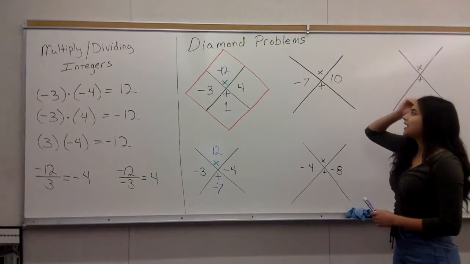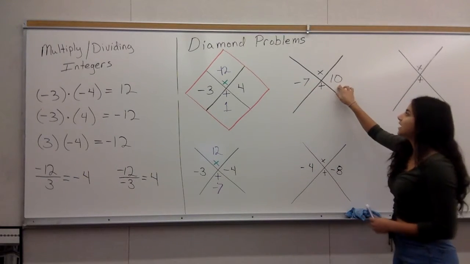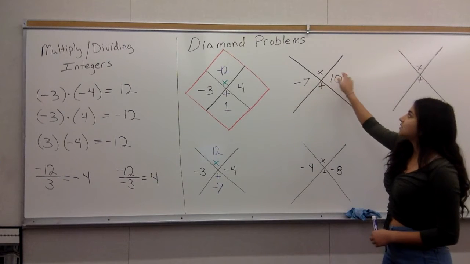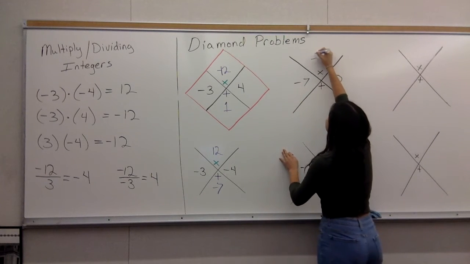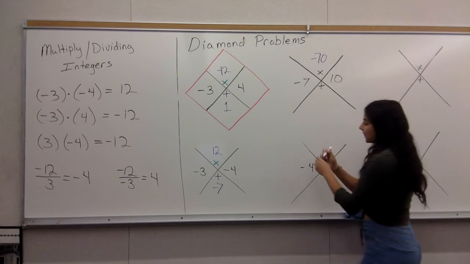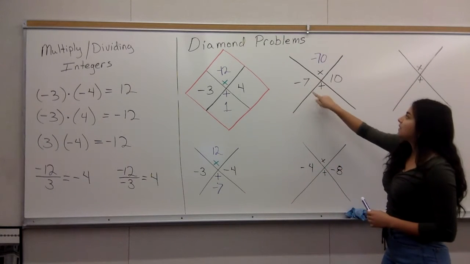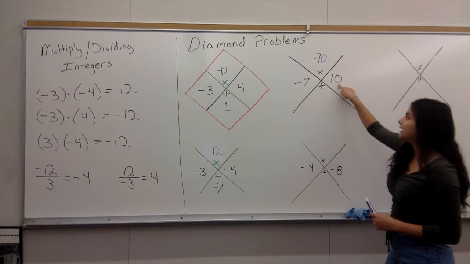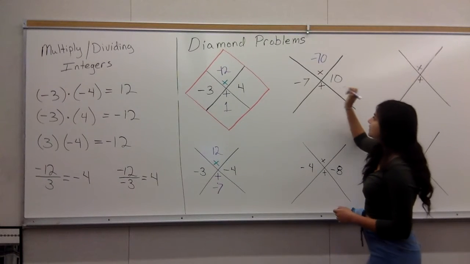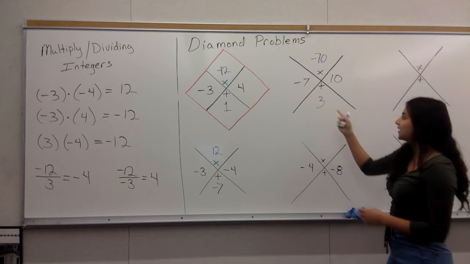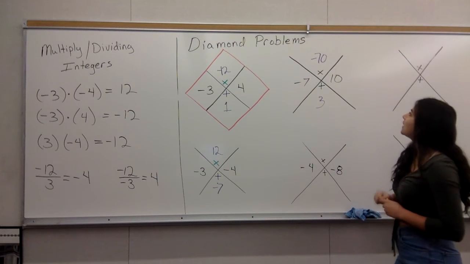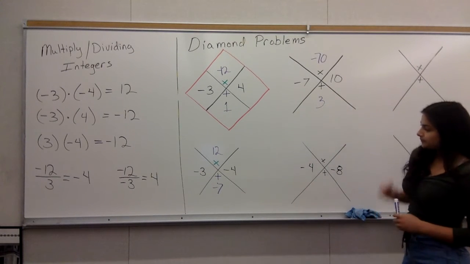Now over here we have a -7 and a 10. A negative times a positive equals a negative, so your answer is going to be -70. Now you add them on the bottom. -7 plus 10 is going to be positive, because you take the sign of the bigger number when you're adding, only when you're adding and subtracting. So it's going to be +3.